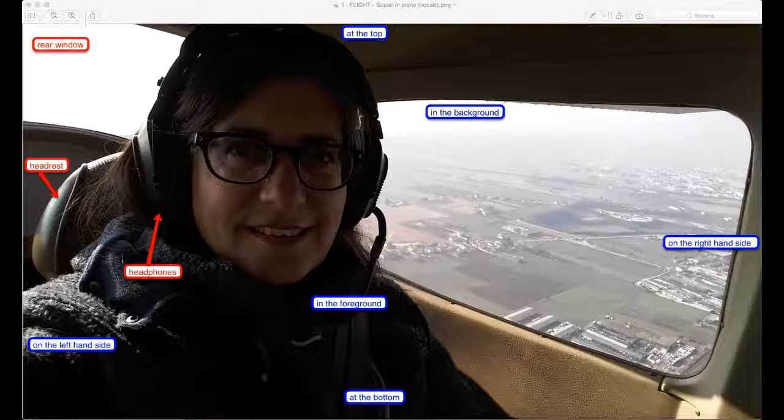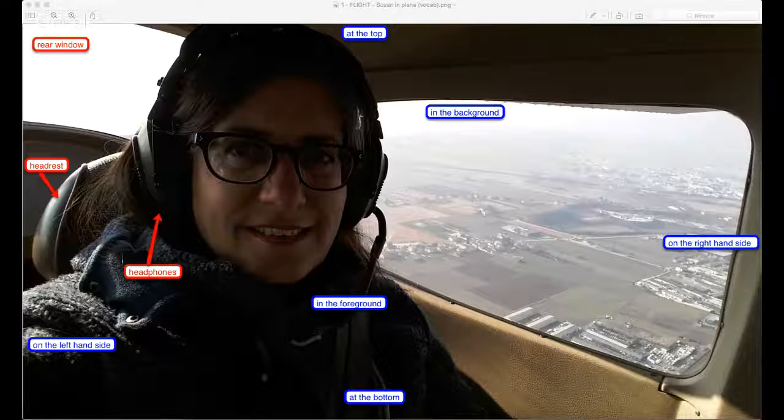So this picture here, you can see, is obviously me in the back of the plane, taken to explain how you can use vocabulary for describing. I put in blue how you can describe a picture. So we have on the right hand side, on the left hand side, in the background, in the foreground. In the foreground we have a photo of me. In the background you can see down below some fields. On the right hand side and on the left hand side are parts of the plane. And you can also say at the bottom or at the top of the picture.